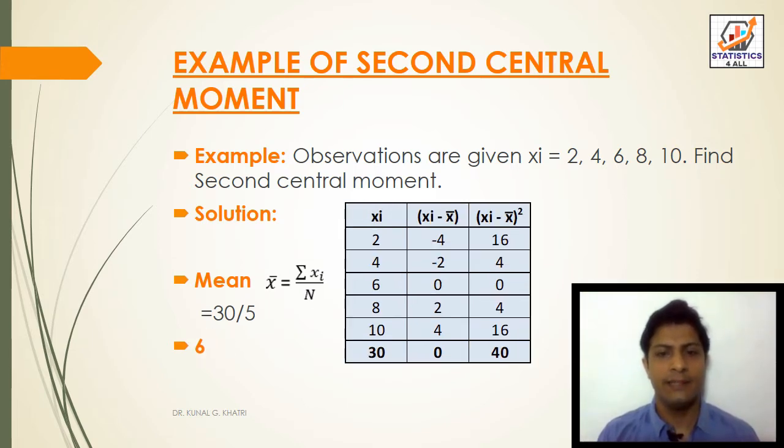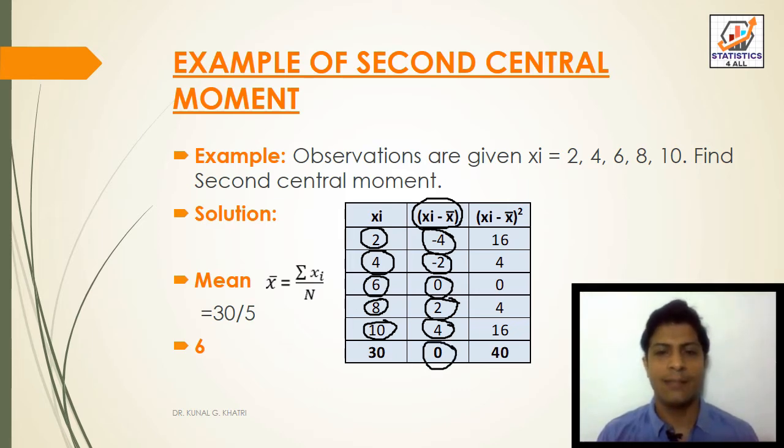After finding the mean, we have to find xi minus x bar. Here xi is equal to 2 and the mean is 6. So 2 minus 6 is equal to minus 4. 4 minus 6 is minus 2. 6 minus 6 is 0. 8 minus 6 is 2. And 10 minus 6 is 4. Now totaling this, we get the value 0.